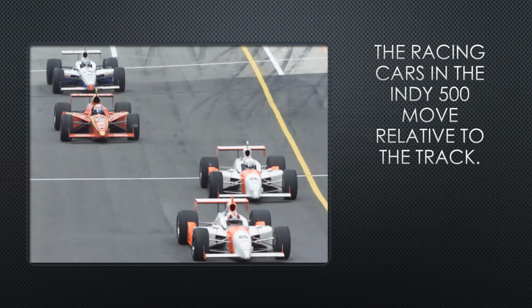Look at the road here. The cars are racing in the Indy 500 and they move relative to the track. We learned about distance and displacement. Let's say one lap around the Indy 500 gives you a certain distance. But if you're looking at displacement and your starting point and finishing point were at the same line, you would have said that there would be zero displacement. So displacement is concerned with direction and position, but distance is only concerned with measuring length.